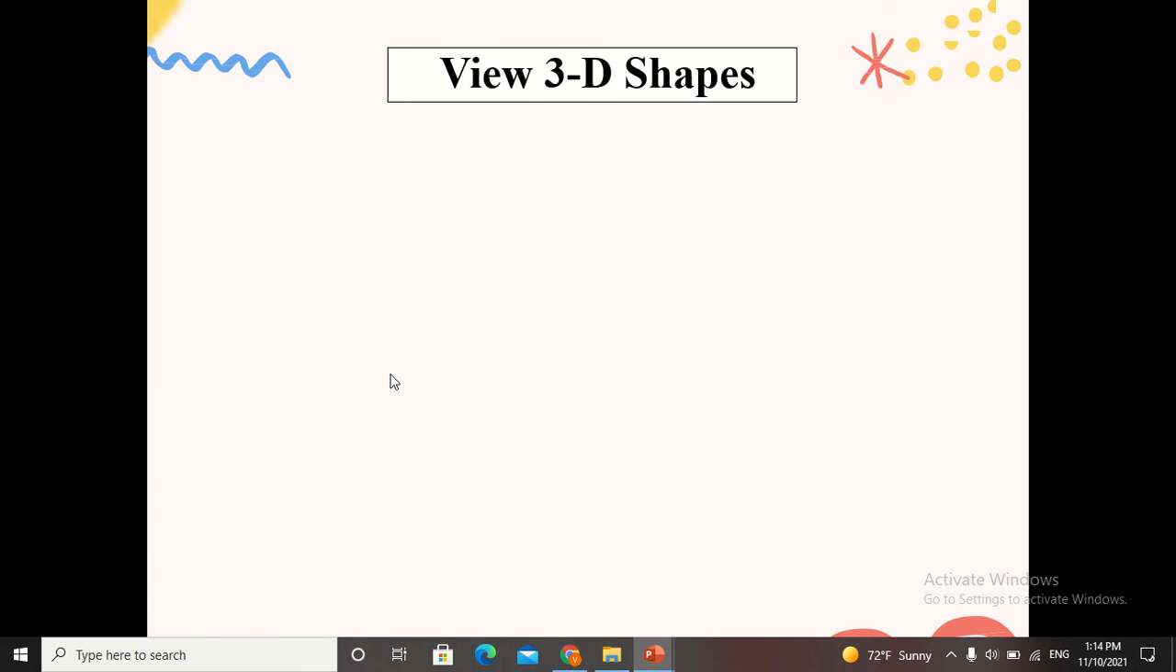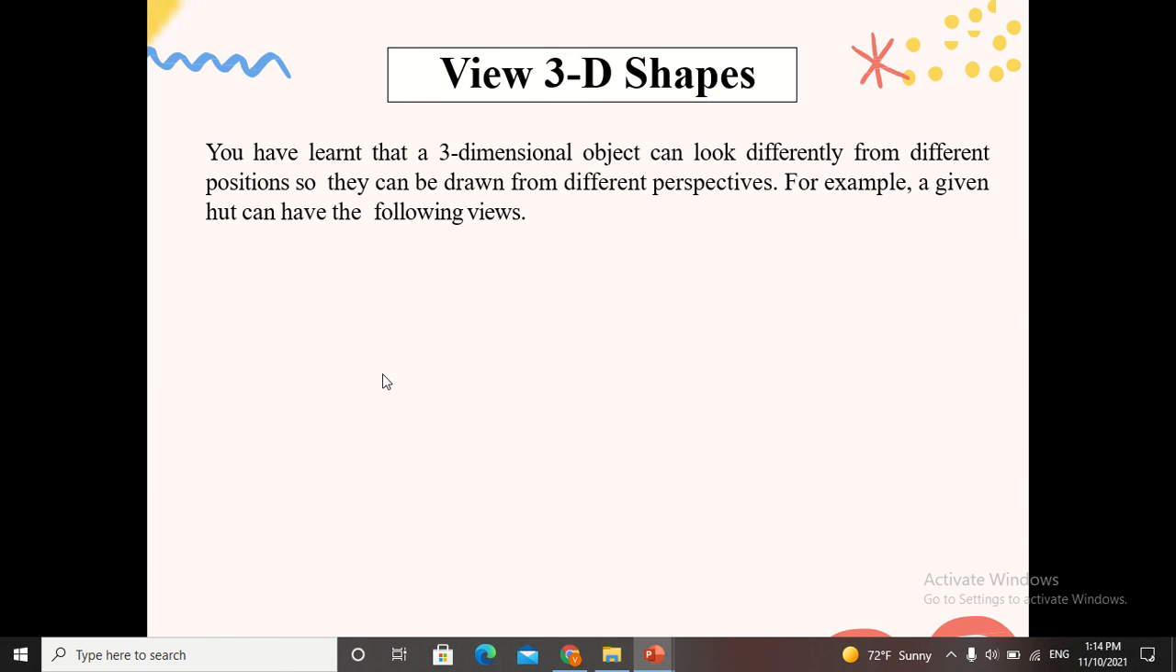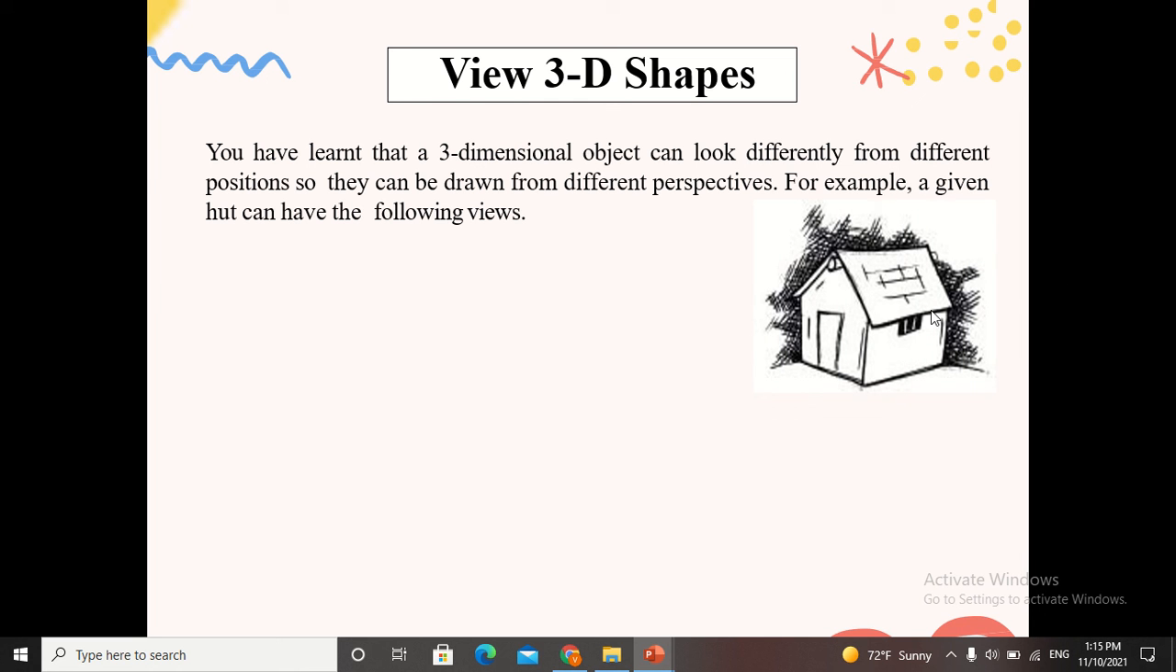View 3D shapes. You have learned that a three-dimensional object can look different from different positions, so it can be drawn from different perspectives. For example, a given house can have the following views. This is a house. This is the front view and side view. The last, top view.